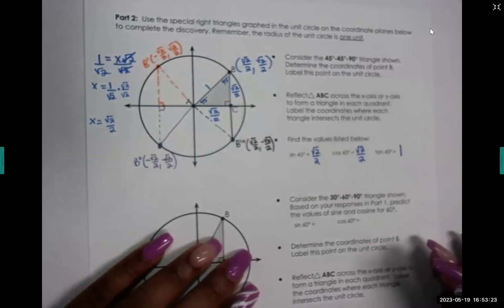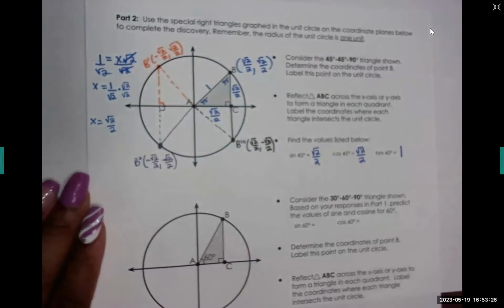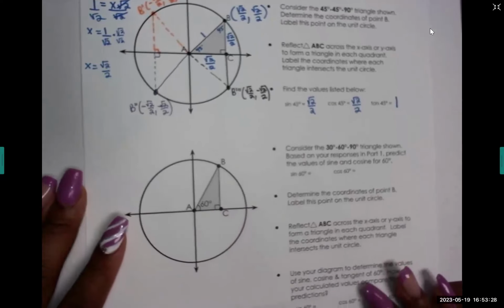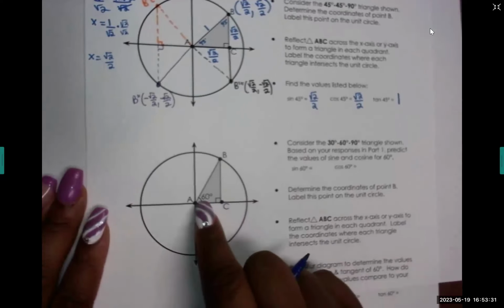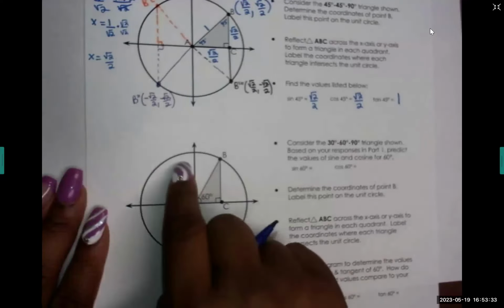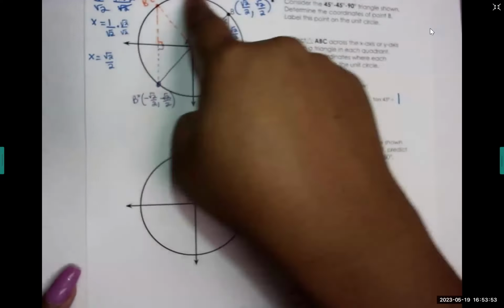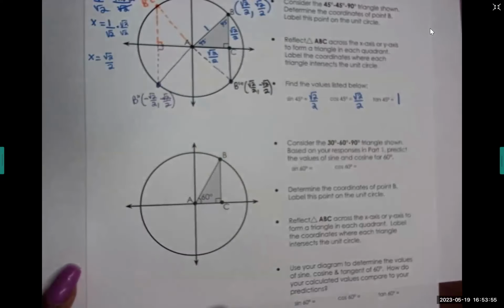Now I can use the same understanding with the 30, 60, 90 triangle again, but this time using 60 for my reference angle and see which coordinates I get. And then we will take all of our coordinate values from all 3 circles and compile it into one large unit circle.